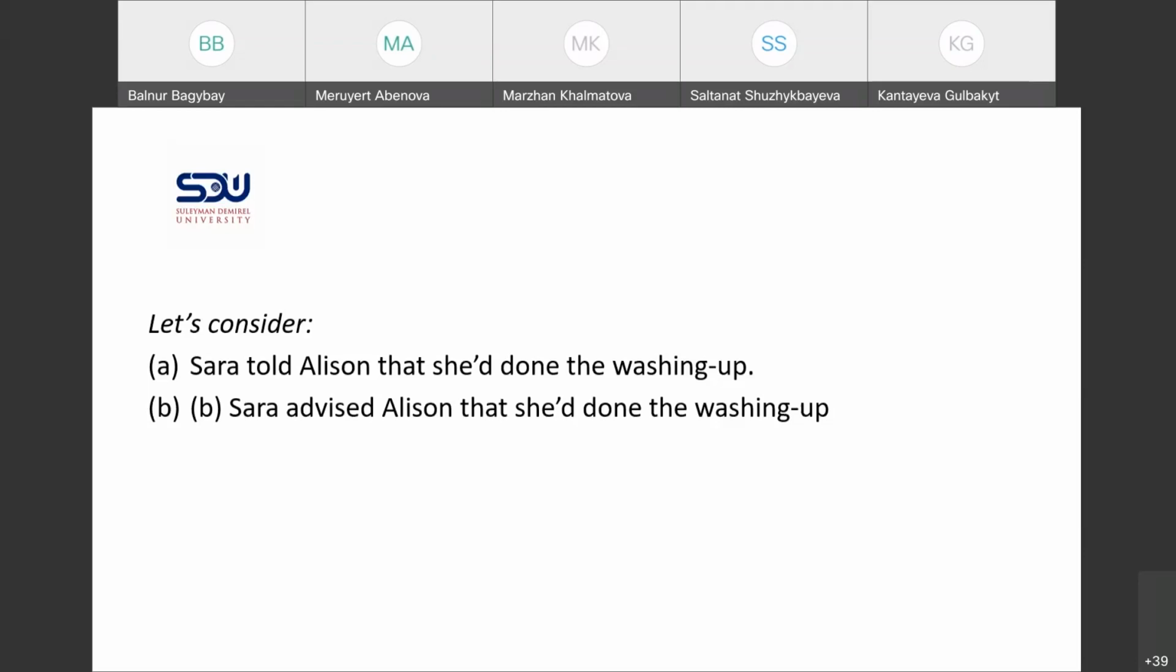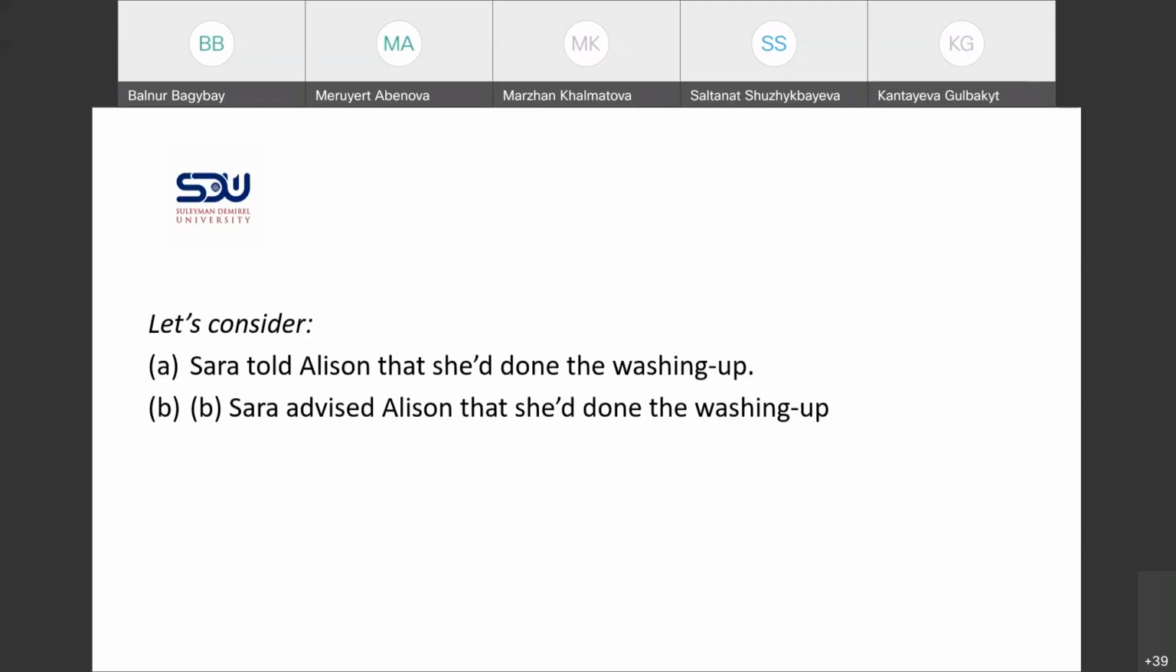They are using them in different contexts, and sometimes they use them in similar ones. So let's have a look at the example. Here it says: Sarah told Alison that she had done the washing up, or Sarah advised Alison that she had done the washing up.